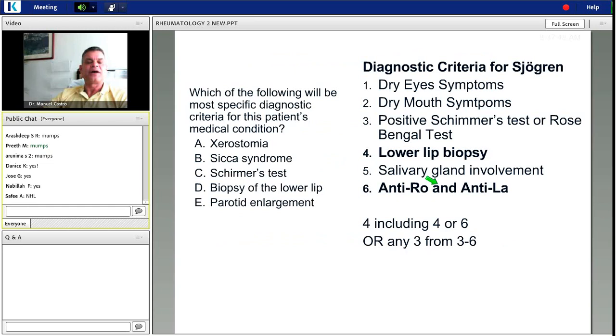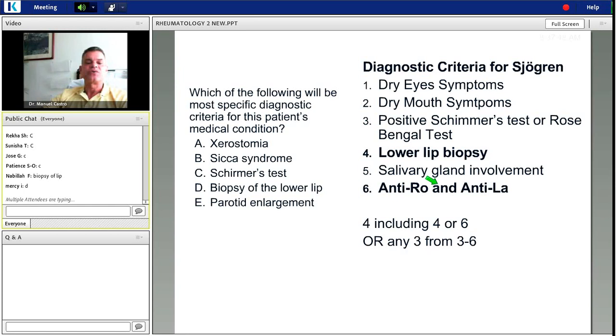Okay. Let's see, which of the following will be the most specific diagnostic criteria for these patients' medical conditions? Xerostomia, or Sicca syndrome, or Schirmer's test, or biopsy of the lower lip, or parotid enlargement. What is the most specific diagnostic test? The reason I put this here is because I know most of you really don't know the actual diagnosis of this condition, okay?